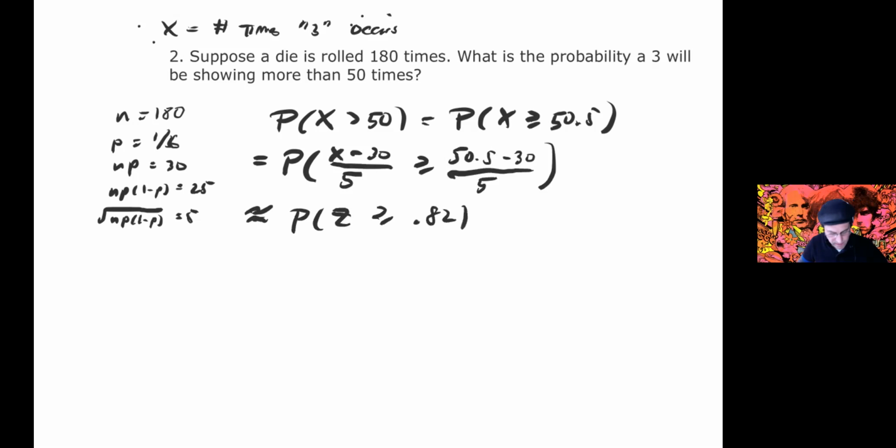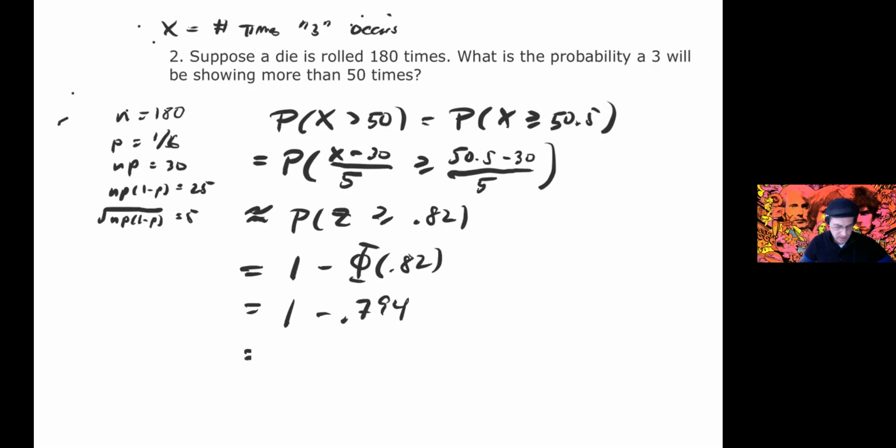The latter is the same thing as 1 minus the cumulative distribution function evaluated at 0.82, which is 1 minus 0.794, which is 0.206. So that is the approximate value. So this is the solution.